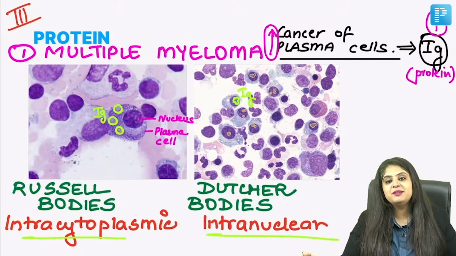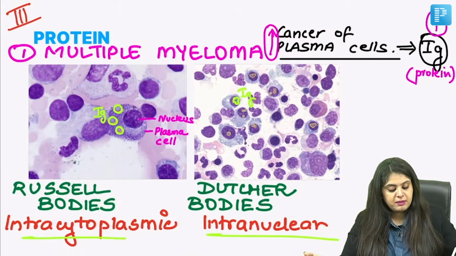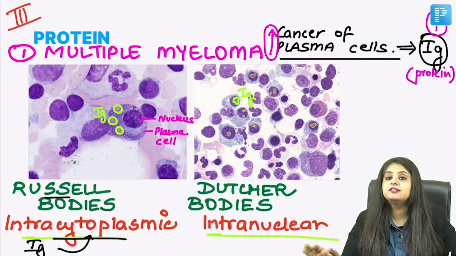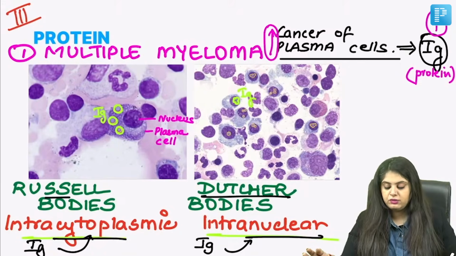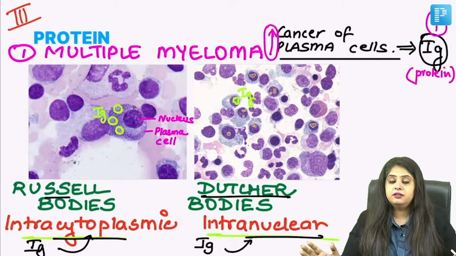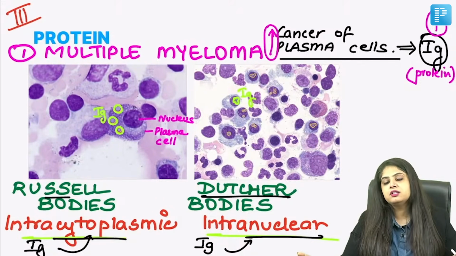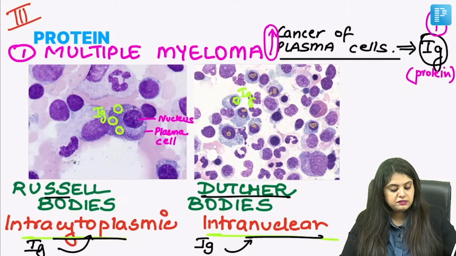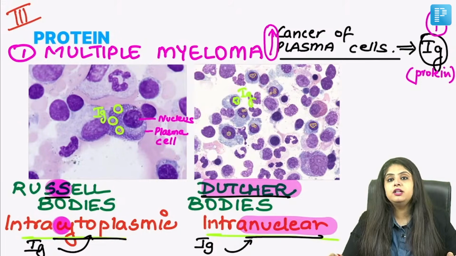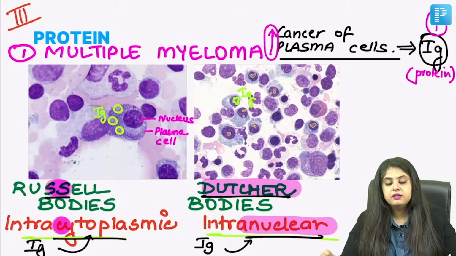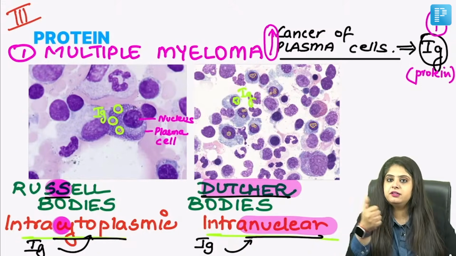I will use different names. Please remember, if the immunoglobulins go and sit in the cytoplasm, they are called Russell bodies. If the immunoglobulins go and sit in the nucleus, they are known as Dutcher bodies. याद हो गया? In case you get confused कि अच्छा मैम Russell and Dutcher, which was cytoplasmic, which was nuclear, remember, Russell bodies are going to be in the cytoplasm, whereas Dutcher bodies are going to be in the nucleus. Is that okay with everyone? पहला प्रोटीन हो गया: एंटीबॉडीज, रसल बॉडीज, डचर बॉडीज.